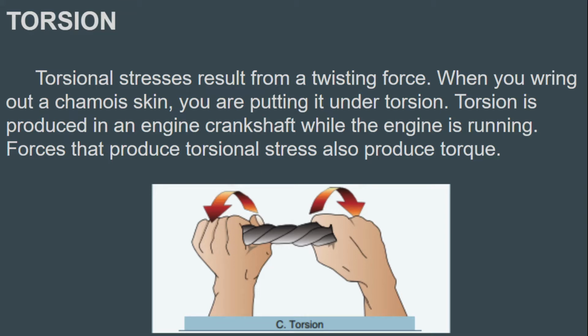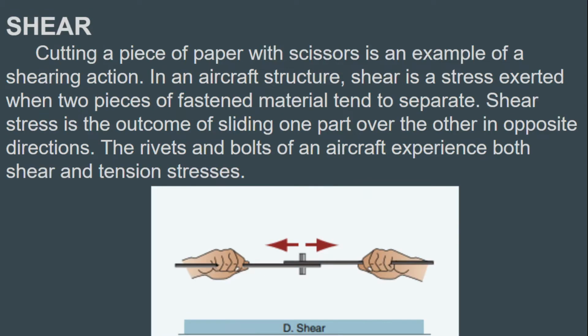Forces that produce torsional stress also produce torque. Shear. Cutting a piece of paper with scissors is an example of a shearing action. In an aircraft structure, shear is a stress exerted when two pieces of fastened material tend to separate. Shear stress is the outcome of sliding one part over the other in opposite directions.